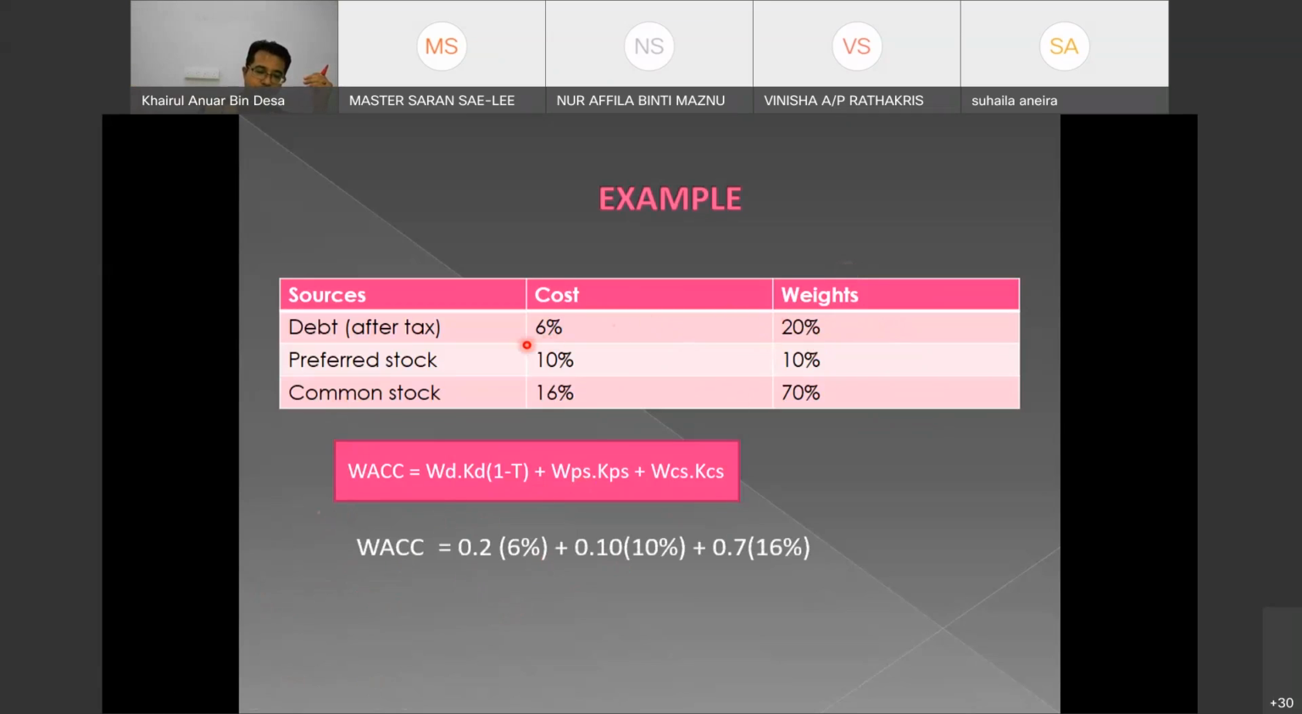0.2 darab 6% cost, 0.10, 10% cost, 0.7, and 16% cost. So what is the WACC average? Average all the costs is 13.4%. Okay, 13.4%. Okay, here is 13.4%.